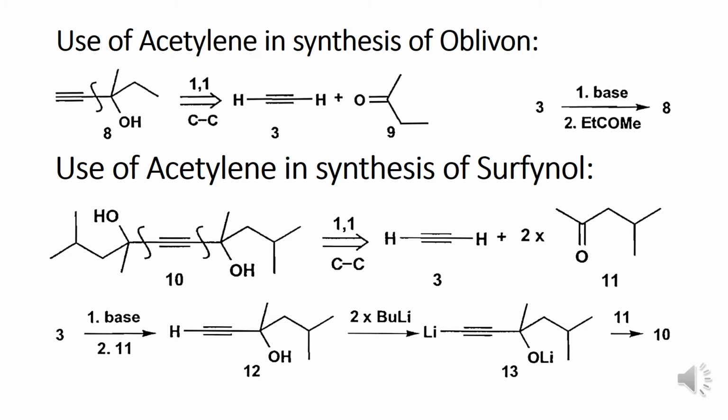This time a second treatment with base will be needed to make the second anion, as the hydroxyl proton in structure 12 is more acidic. We can say it has a pK value of about 16, compared with the alkyne proton, which has a pK value of about 25. So two molecules of base will be needed, and the most reactive anion, the alkyne, reacts first, and we're going to get the product.